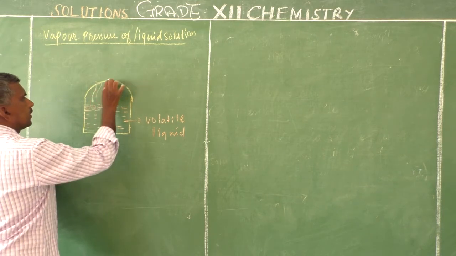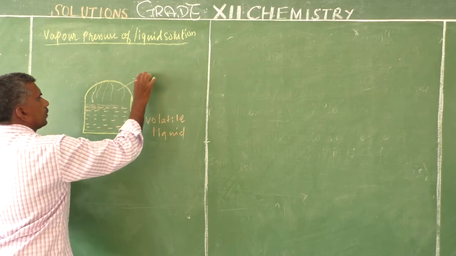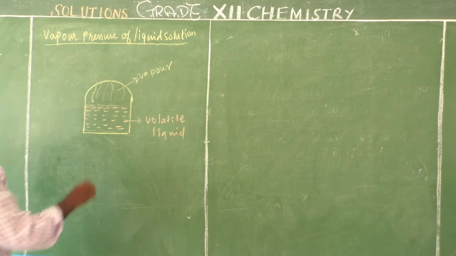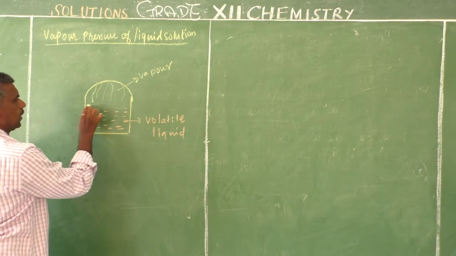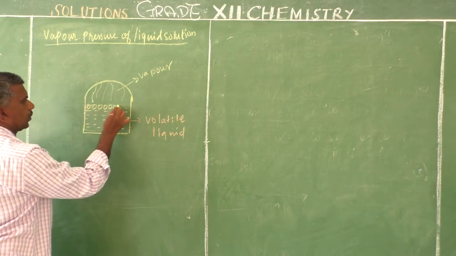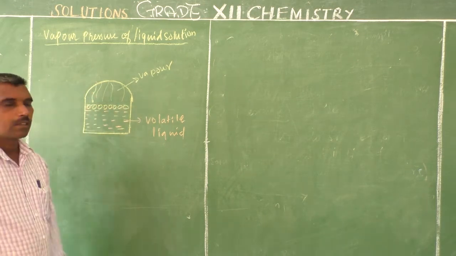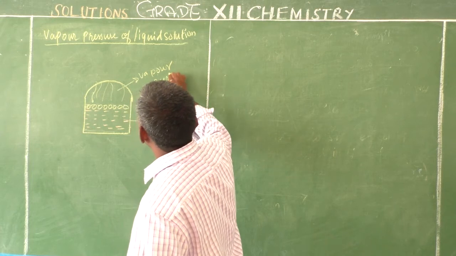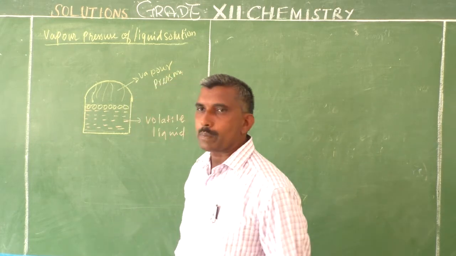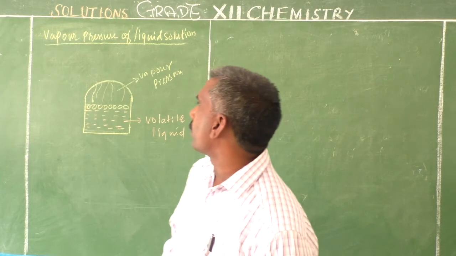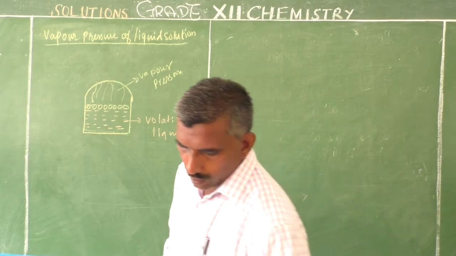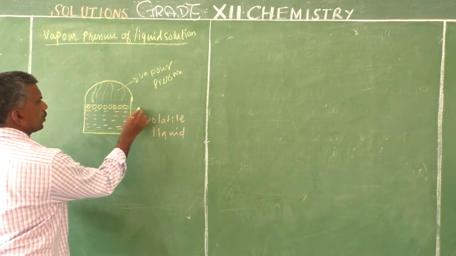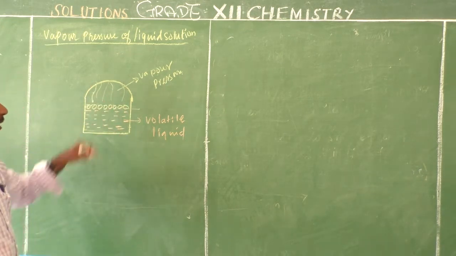This is the vapor of the liquid. In a pure liquid, the vapor escapes from the surface area. This is the vapor pressure of the liquid: the vapor pressure of this liquid is the pressure from vapor escaping from the liquid surface.